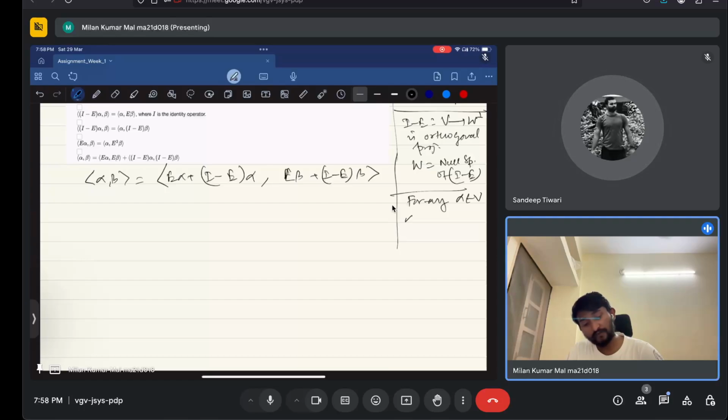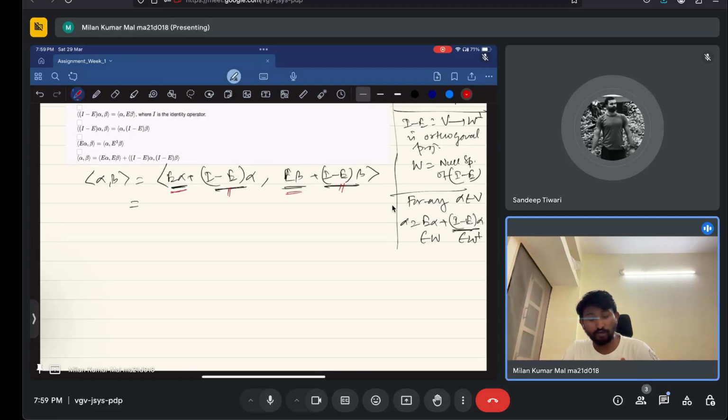Any vector, for any alpha belonging to V, alpha can be written as E alpha plus (I minus E) alpha. Note that E alpha is obviously contained in W and this is contained in W perp, right? So every element can be written this way, and interestingly this is the unique decomposition. Also we know that W and W perp are orthogonal to each other. So this vector with this vector is orthogonal, and this vector with this vector is orthogonal. So whatever remains is this with this, and this with this.